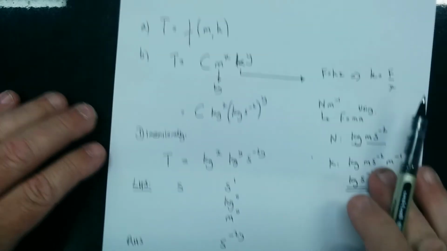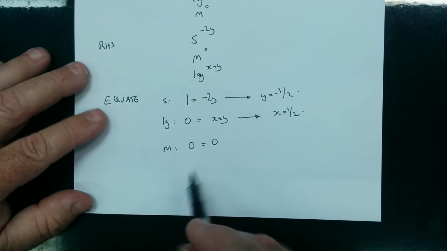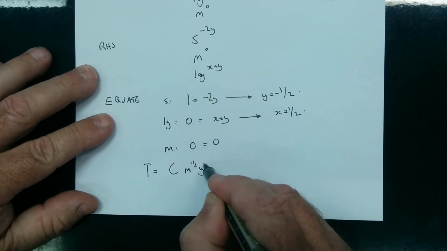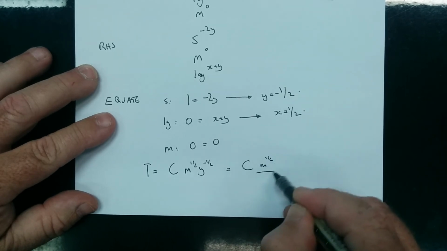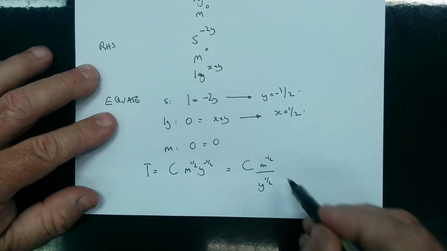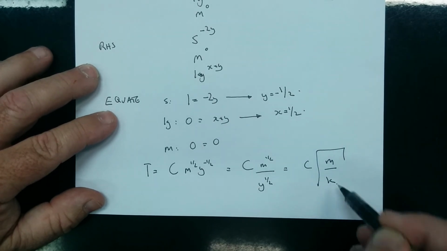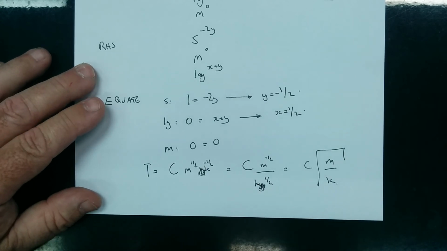We put it back into the equation right at the top here. So we're going to get T is equal to C m to the 1/2 k to the minus 1/2, which is C m to the 1/2 over k to the 1/2, which is C square root of m over k. I don't know why I called that y. That should have been k all the way along.